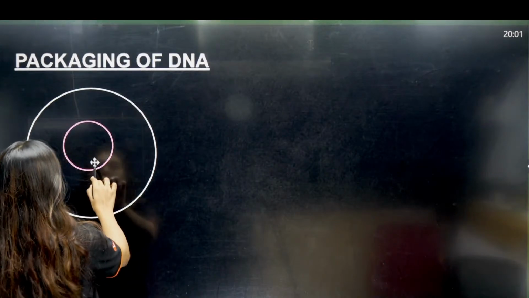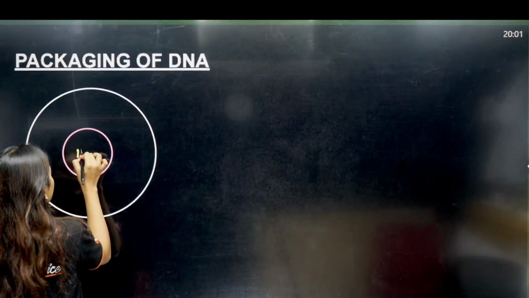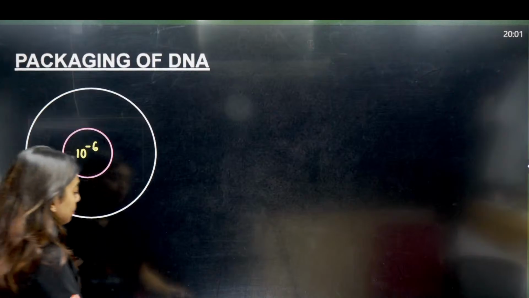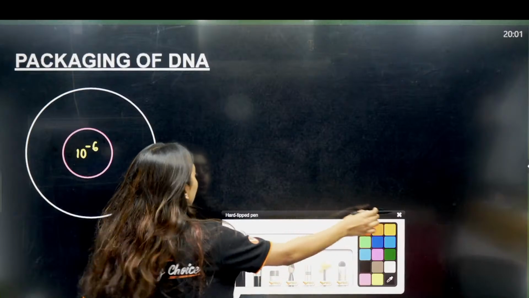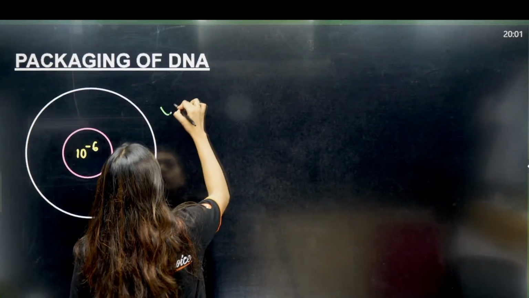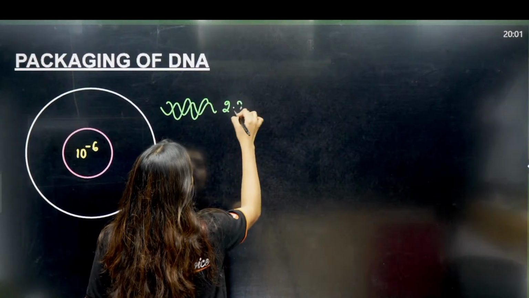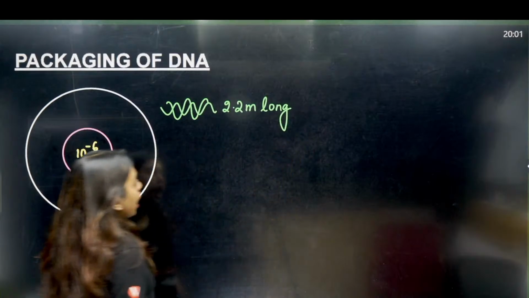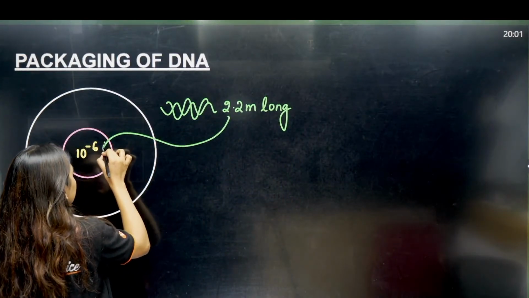So here, this is the nucleus. This is a tiny nucleus which is around 10 to the power minus 6. It is a very small nucleus. But my DNA which has to get inside the nucleus is a total of 2.2 meters long, approximately. Now, how will I fit this 2.2 meter long DNA inside this nucleus?